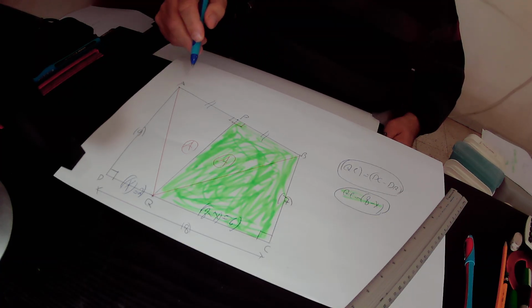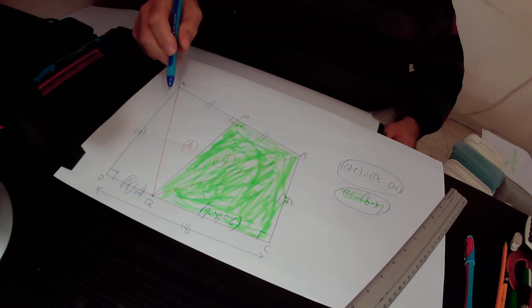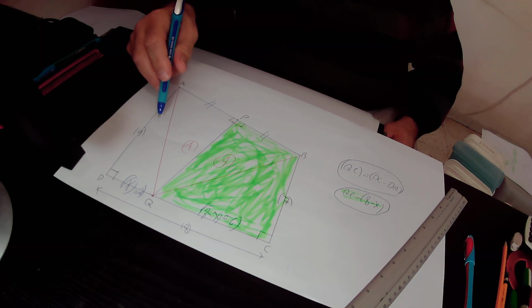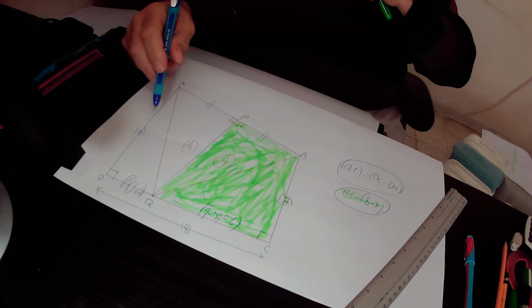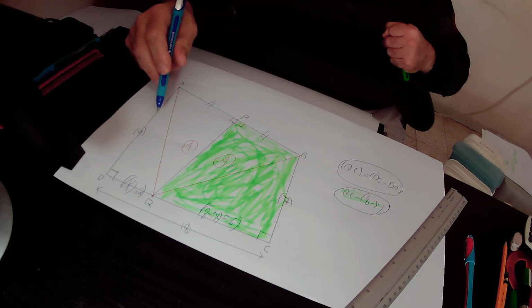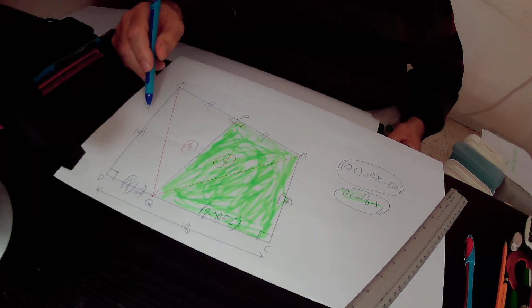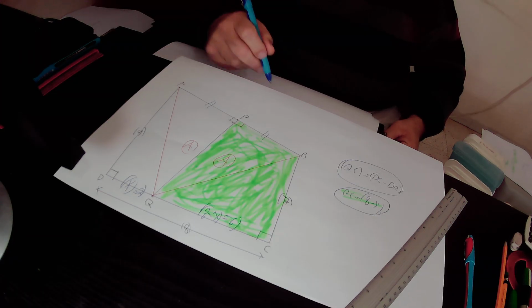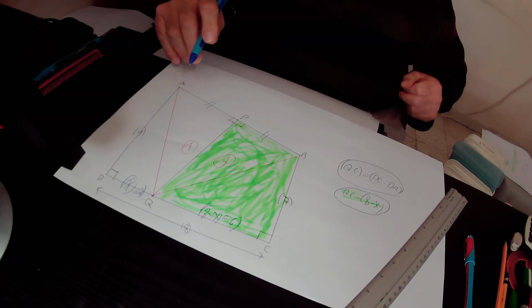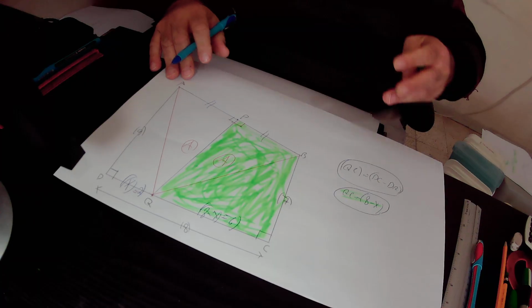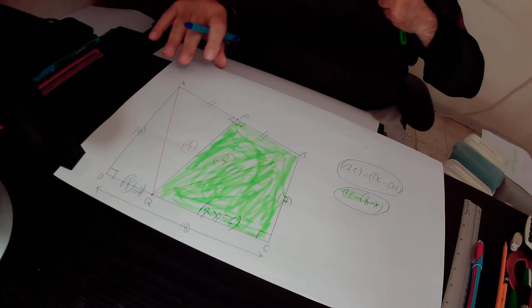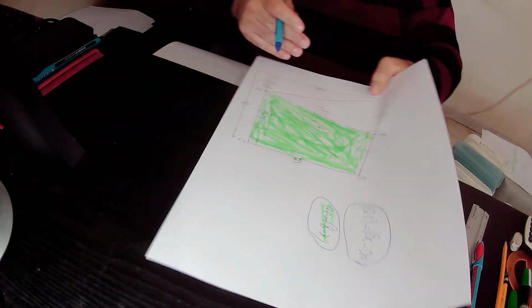The first component is the right triangle ADQ. This right triangle ADQ has area equal to the base, which is 2, times the height, which is 9, over 2. 9 times 2 over 2 is 9. So the first component that ABCD consists of is equal to 9 square units in size.